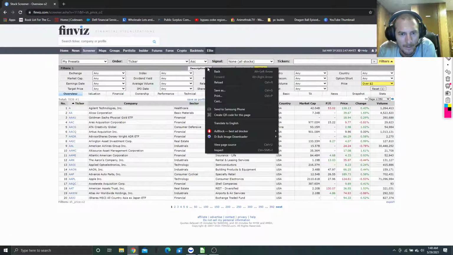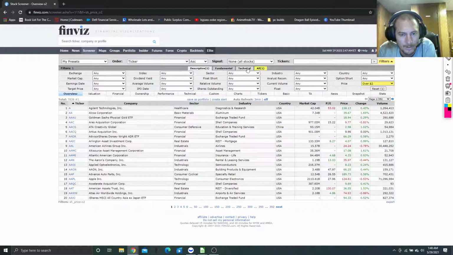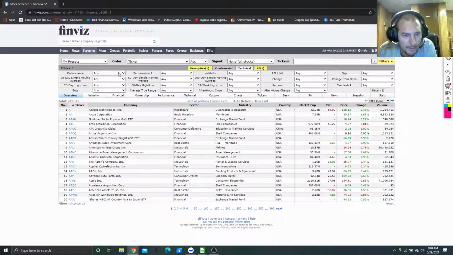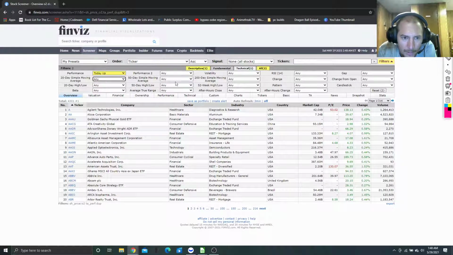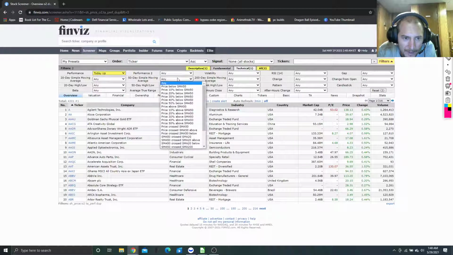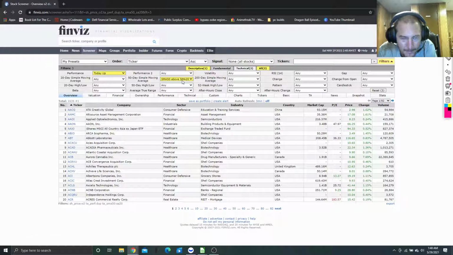So now we're going to click on our technical tab, and what we want today is for price to be up. For the 20-day simple moving average, we're looking for the 50-day simple moving average, and we want that to be above the 200 for long setups. So the 50 is above the 200, right?